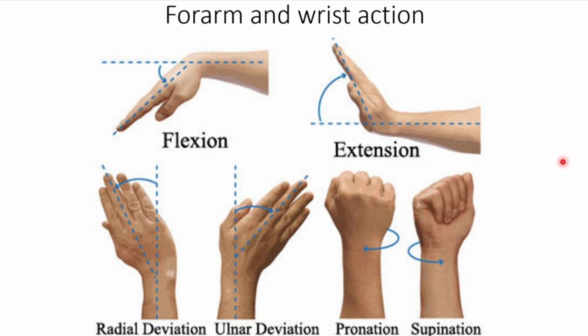Distally, the forearm articulates with the carpal bones through the wrist complex, enabling a wide range of actions, including wrist flexion and extension, lateral deviation towards the radius, medial deviation towards the ulna, as well as pronation and supination.